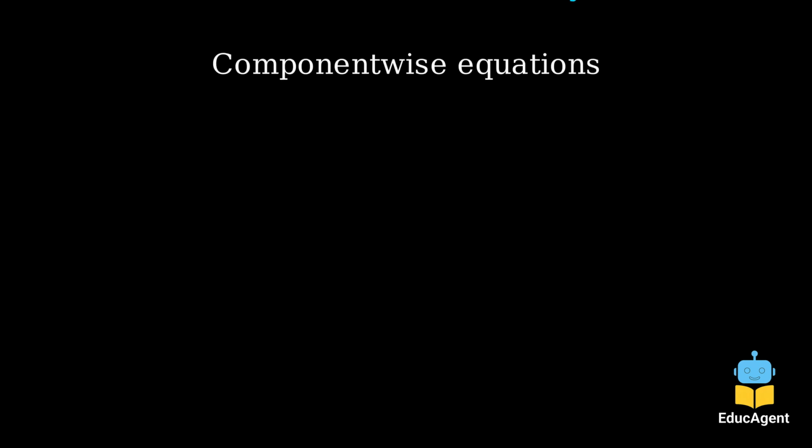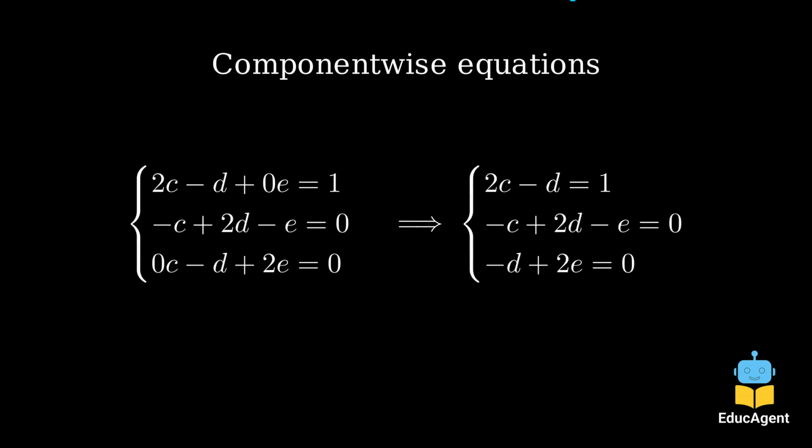We equate each component of the linear combination to the corresponding component of b. Compute cu plus dv plus ew component-wise. That gives 3 scalar equations shown here. We simplify the 0 terms to produce the final system.